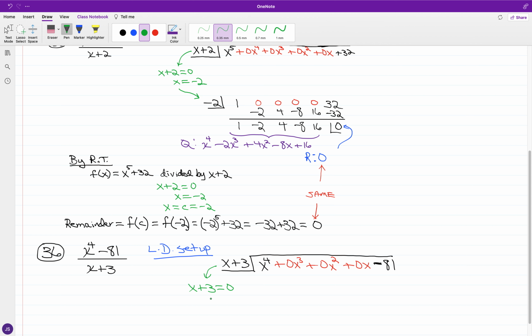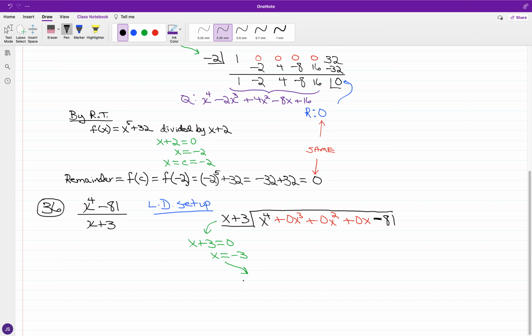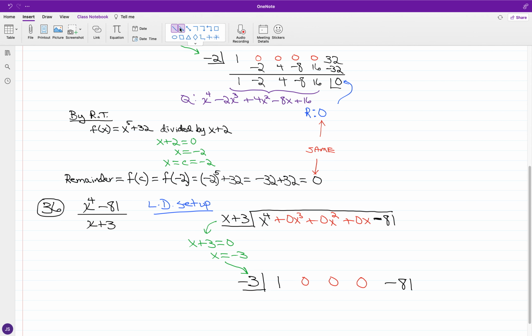If I take the 0 of x plus 3, we have negative 3. And we have by synthetic division, negative 3. Again, the 0 is isolated, and for the coefficients of the dividend, I have 1, 0, 0, and 0 for the missing x terms from first to third degree. Again, we close out with the constant value, negative 81.